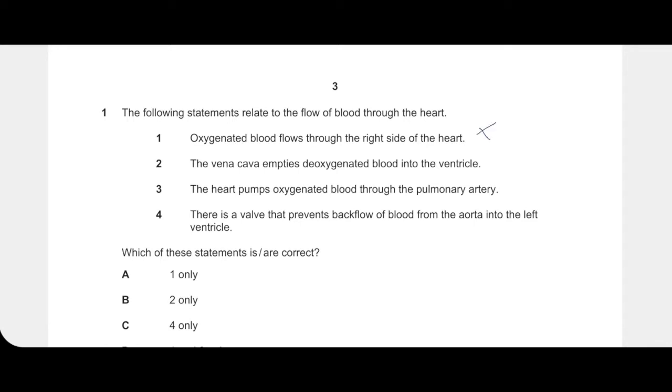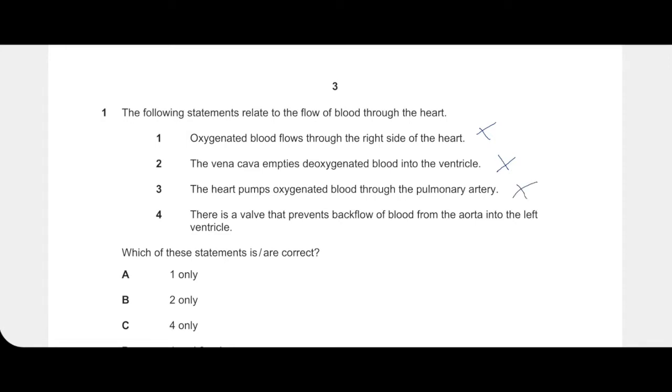Statement number 2. The vena cava empties deoxygenated blood back into the ventricle. That is incorrect. The vena cava empties deoxygenated blood into the atrium, in particular the right atrium. So give that a fat cross as well. Statement number 3. The heart pumps oxygenated blood through the pulmonary artery. That is incorrect. The heart pumps deoxygenated blood through the pulmonary artery to the lungs.